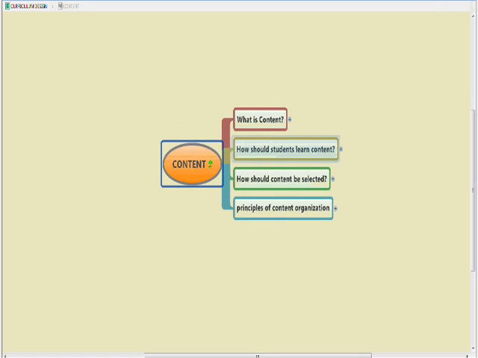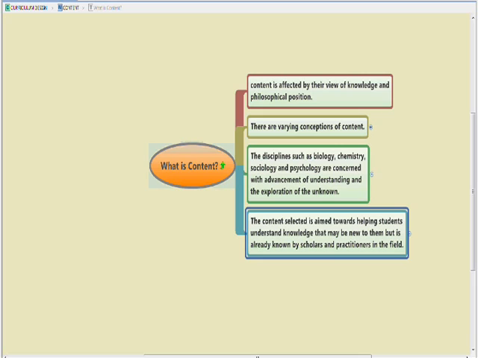Now, content itself has four areas that we would like to talk about. That is, what is content, how should students learn content, how should content be selected, and principles of content organization. Okay, we will cover now the notion of what is content. Content is affected by the view of knowledge and philosophical position. I think we covered this extensively in the first half of the course, because your philosophical position will determine how the content is going to be taught.